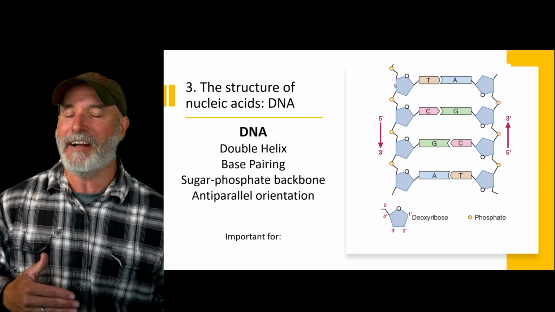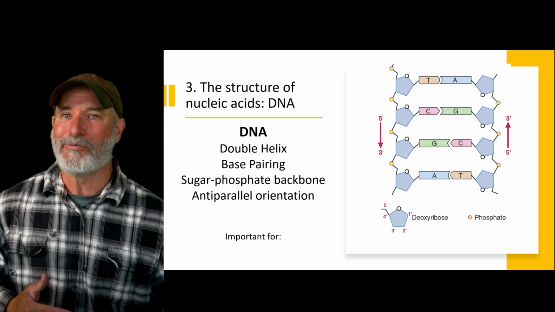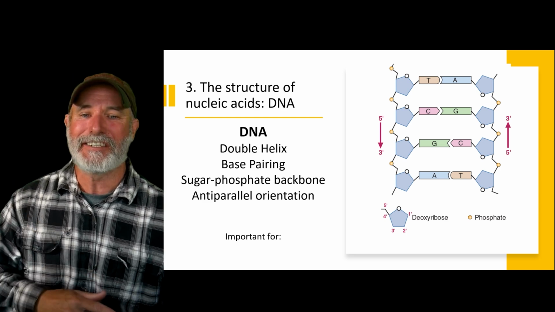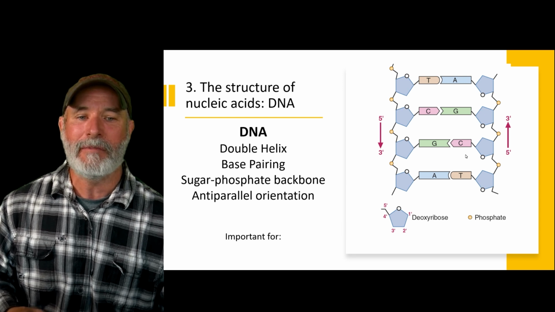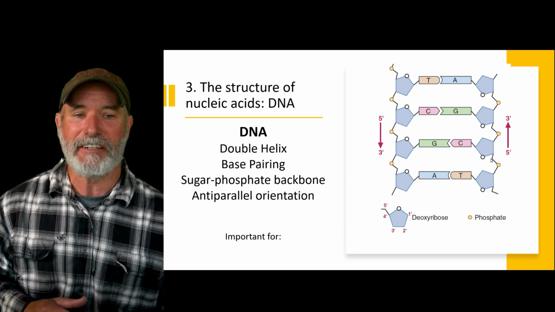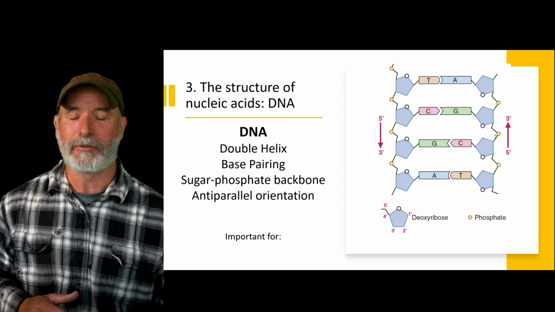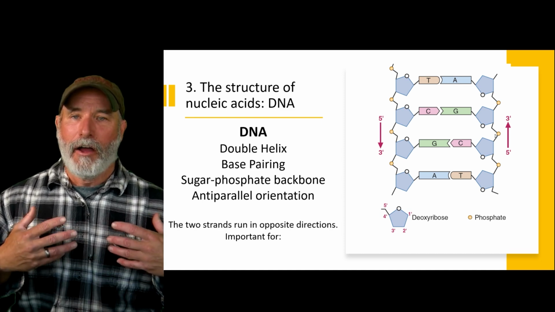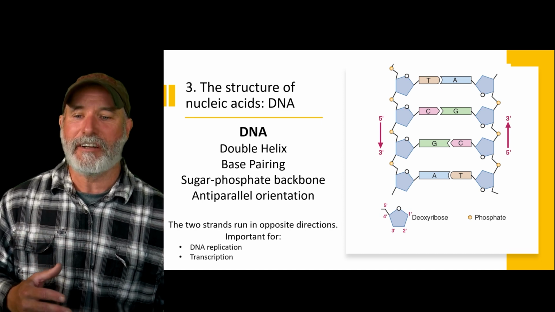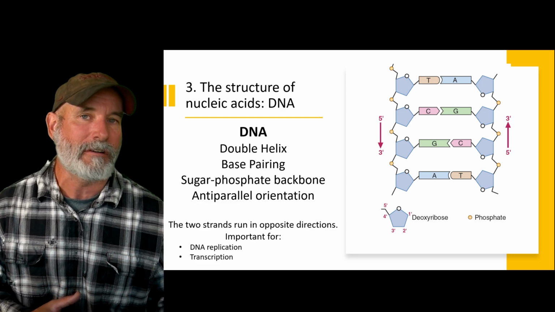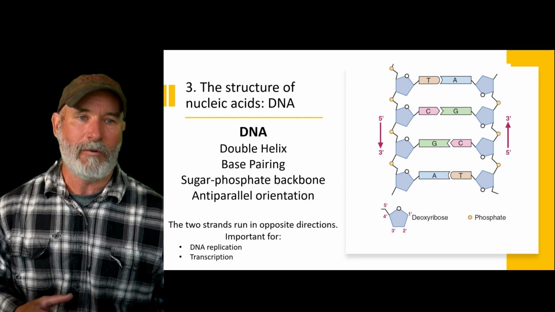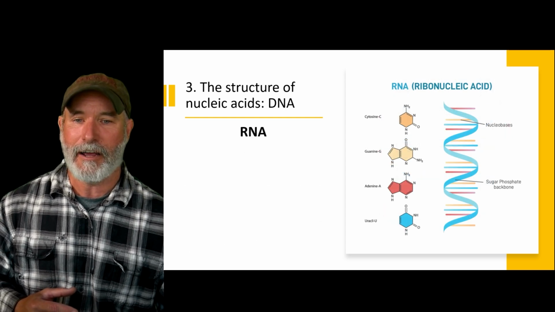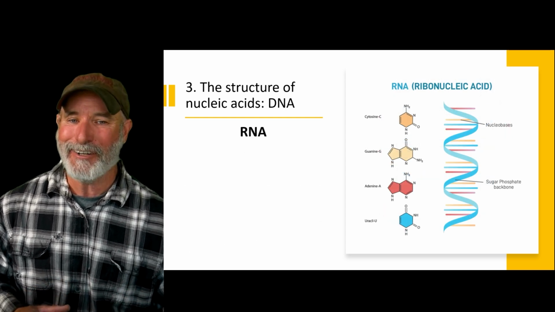So imagine a divided highway. One side goes west, the other side goes east. Here we've got our 5' up here going down to 3'. And on the other side is the exact opposite. There's our 5' on the bottom going up to 3'. And those strands are running in opposite directions. And this is very, very important for DNA replication and transcription, which is something we will get into at a later time. Okay, let's take a look at RNA.